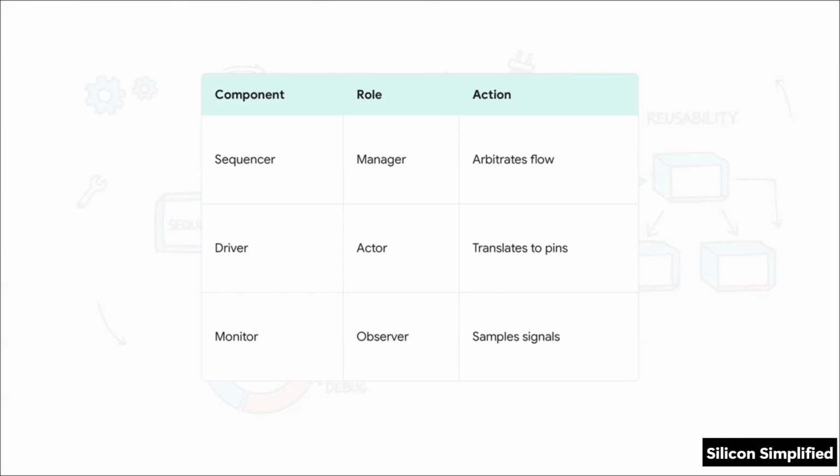Now, while an agent's build function could theoretically define any topology, a standard active agent universally contains these 3 subcomponents: the sequencer, the driver, and the monitor. They each have a strictly restricted role, which is exactly what keeps the architecture so brilliantly modular.